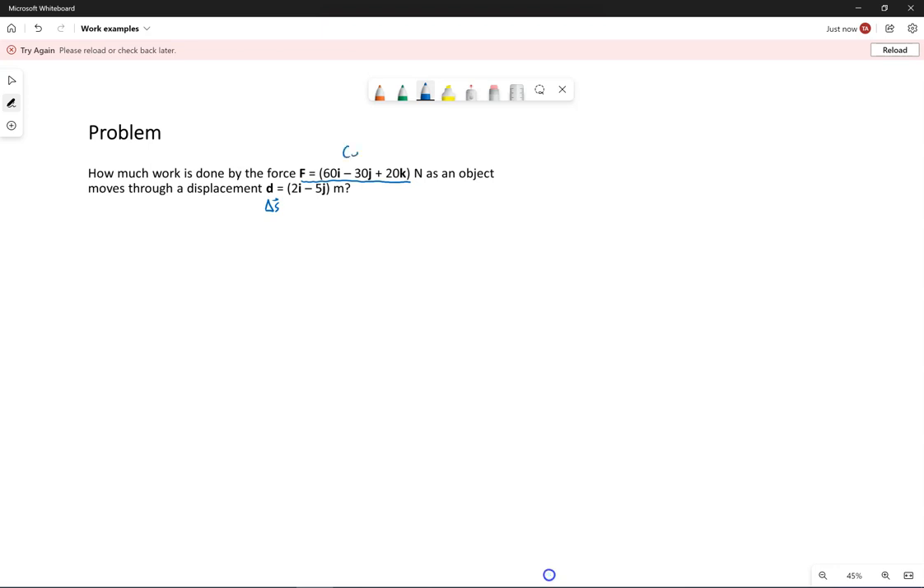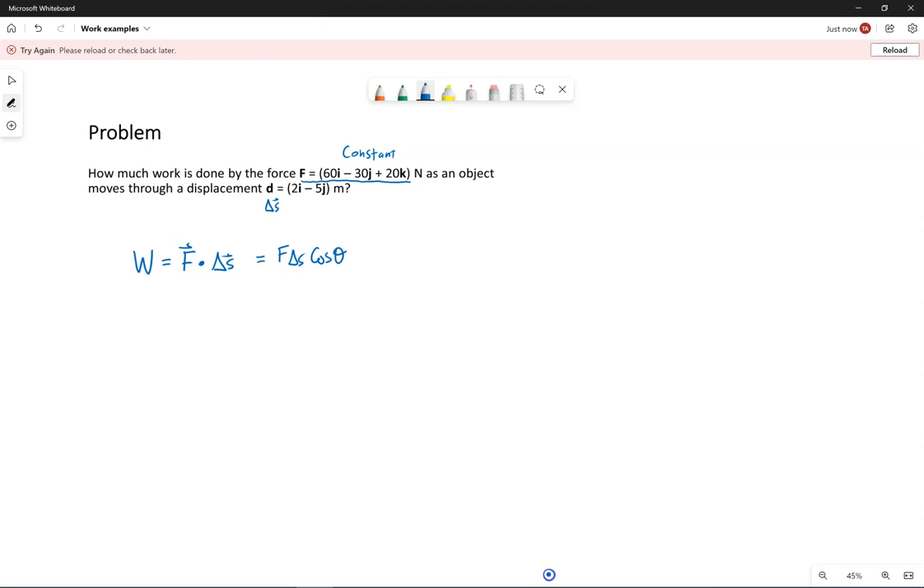This force is constant. The X component is 60. The Y component is negative 30. The Z component is 20. There's no X, Y, or Z variable in there. So the force is constant, which means we can say the work is the force dotted with displacement. Technically, we could say F delta S cosine theta, where theta is specifically the angle between those two.